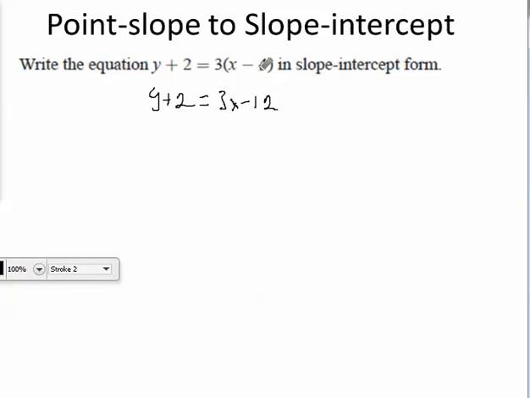Why did I do the distributive property first over here? Because I know that I don't want this 3 outside in parentheses. I want it to be extended so that I can take this 2, subtracting the 2 from both sides, and get this y is equal to 3x minus 14. And I've wound up with my slope intercept form here. My slope in this situation is 3, and my intercept is going to be at -14.